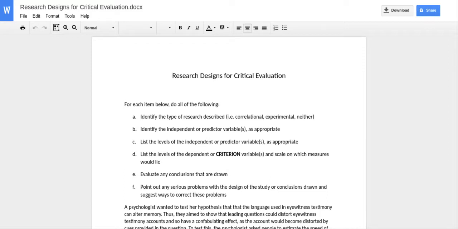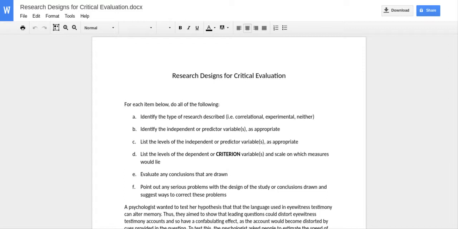And so B and C would be the same if it's a correlation. This says identify the independent or predictor variables. C says list the levels of the independent or predictor variables. Now, as you should know by now, a correlation doesn't have levels. We measure one thing, we measure another. Measured variables don't have levels.